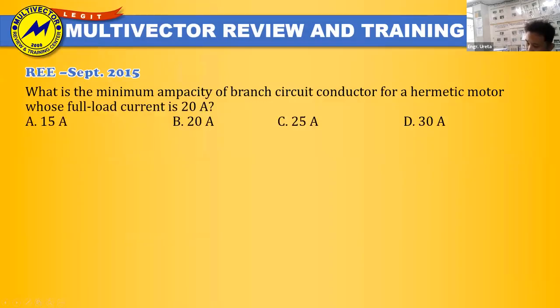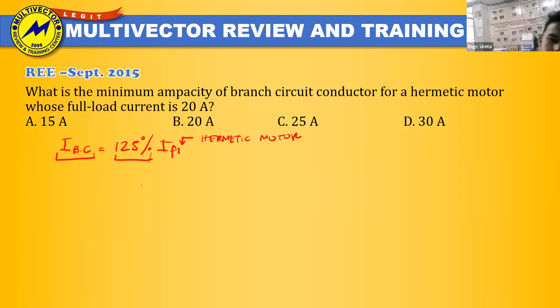What is the minimum ampacity of a branch circuit conductor for a hermetic motor whose full load current is 20 amps? So for a branch circuit conductor, the minimum is 125% of the full load current of our hermetic motor. Remember, when the question is about a branch circuit, the multiplier we use is 125%.